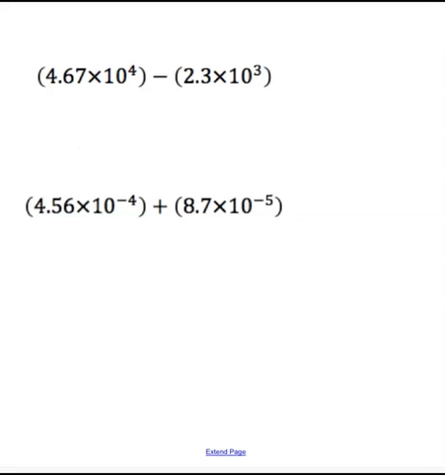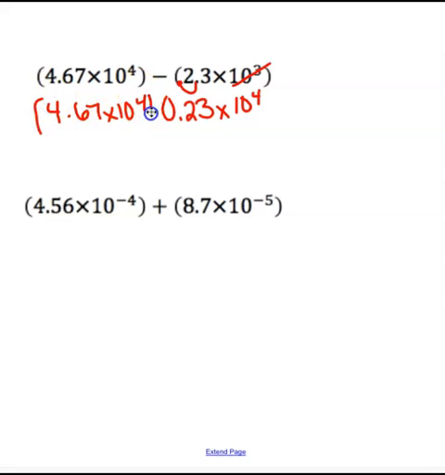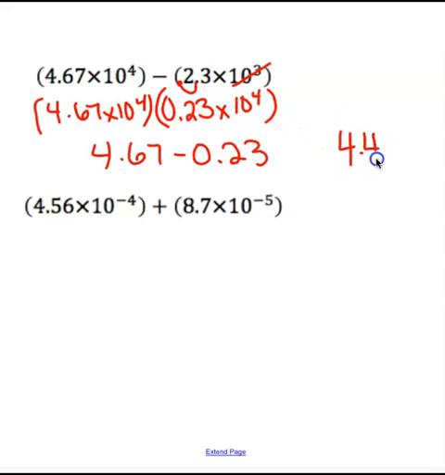So when adding and subtracting in scientific notation, you have to have the exponents to the same power. So this is what we did. This was the first lesson we did. So when you increase the exponent, so if I make this 10 to the 4th, I increase the exponent, I decrease the decimal. So this becomes 23 hundredths times 10 to the 4th. And then I am able to subtract my factors. So I take 4 and 67 hundredths and subtract 23 hundredths from that. And I get 4 and 44 hundredths. And then I keep my 10 to the 4th. And that's in scientific notation, so I'm good.